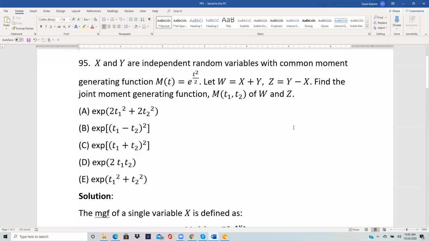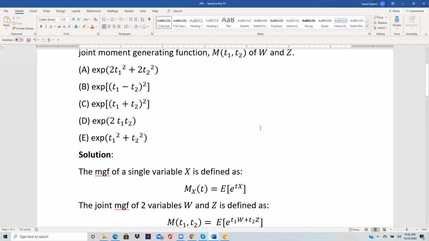X and Y are independent variables with common MGF M(t) equals e power t squared by 2. Let W be equal to X plus Y, and Z equal to Y minus X. Find the joint MGF of W and Z.